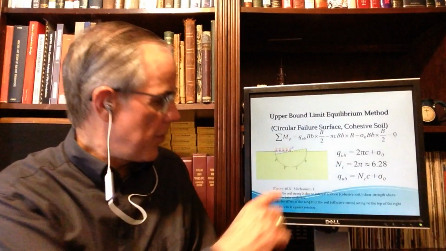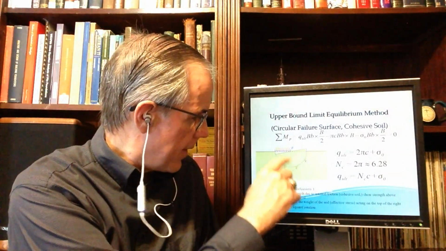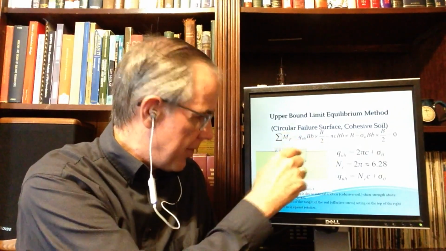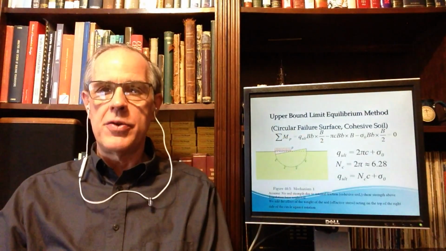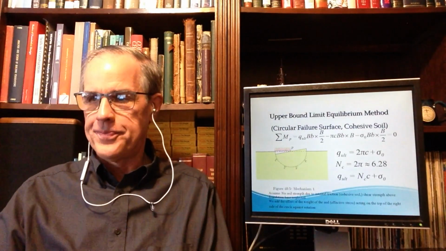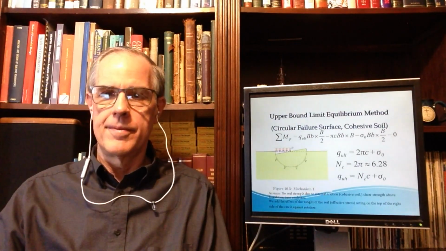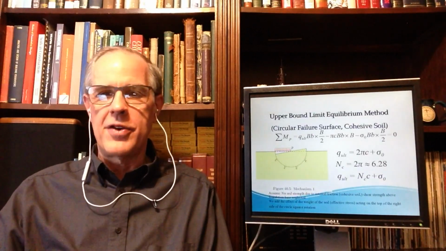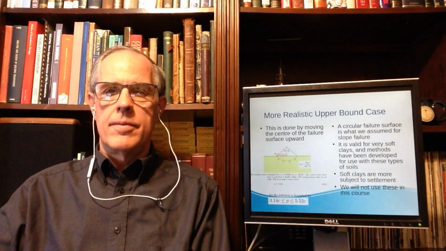In other words, if you press it this way, then you'll get a resistance. If there's dirt up here, you'll get a resistance that way. So I include that because I'm prepping everybody for the next step. So that gives me an upper bound of about 2 pi or 6.28.